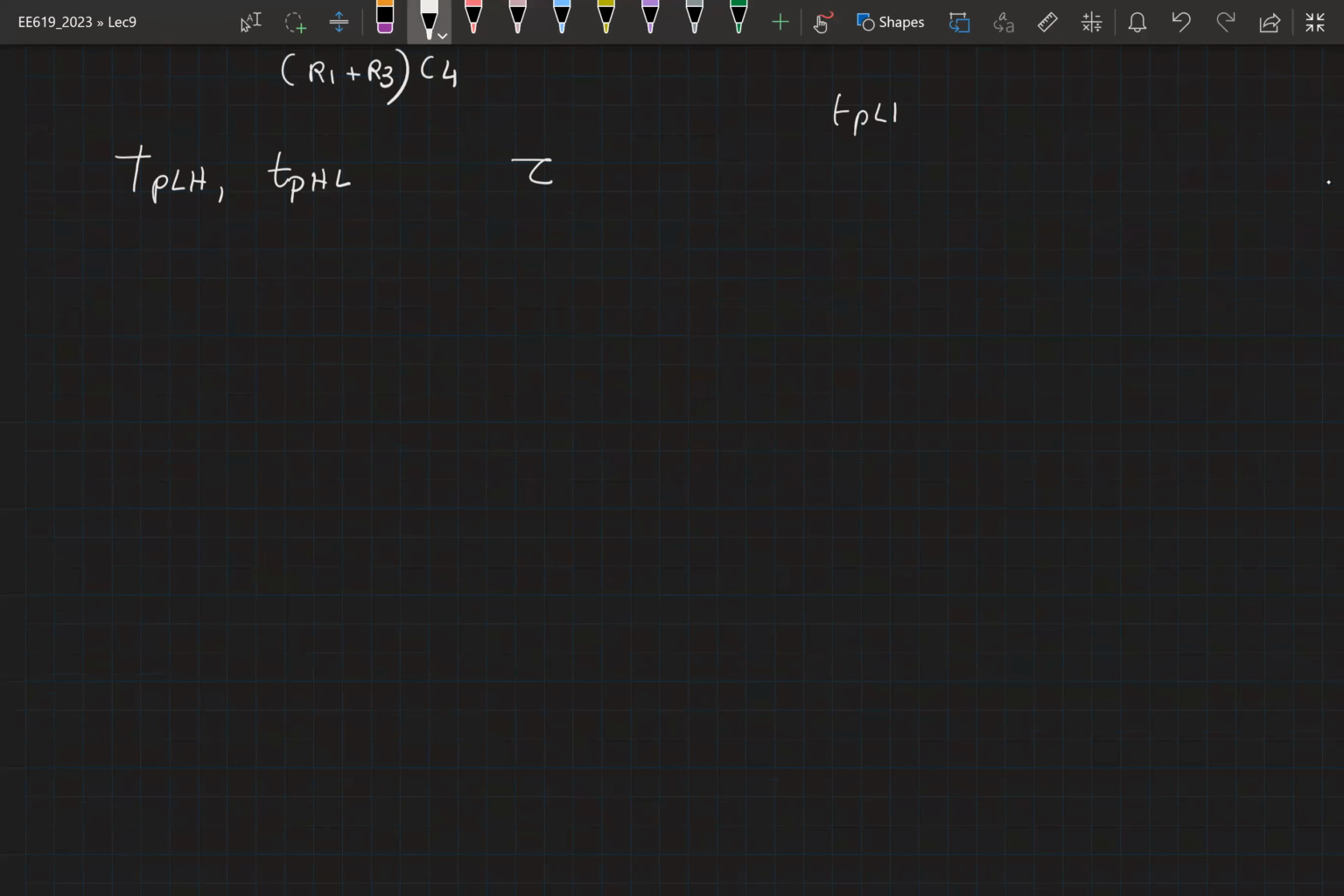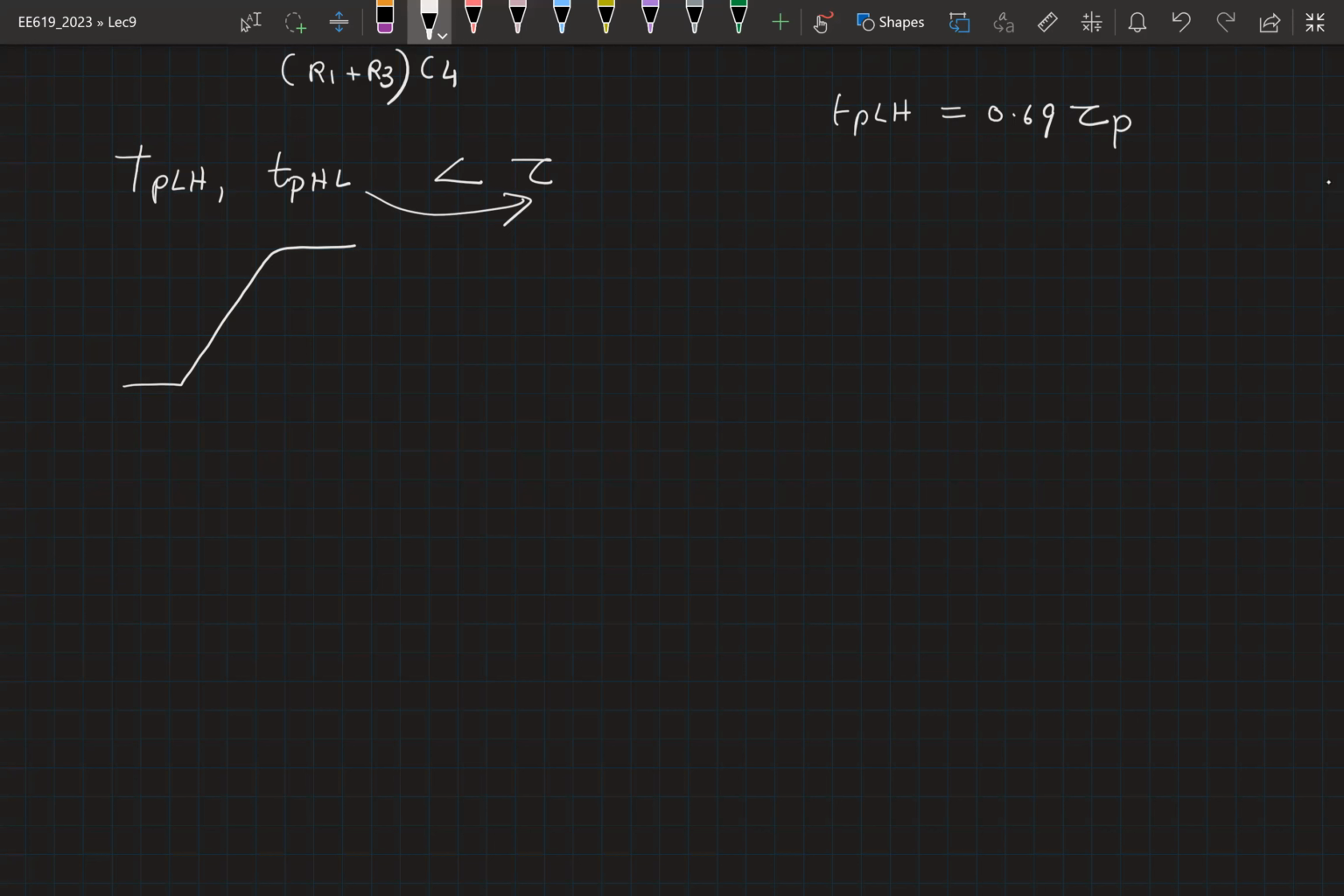Correct. So TPLH would be equal to 0.69 into tau P because it is calculated using a step input. Now can you tell me whether this is going to be greater than or less than? This is going to be less than, right? Now, we have done this calculation assuming a step input, but it has been shown that as your input has a finite rise time, these values will eventually approach the upper bound of Elmore delay.